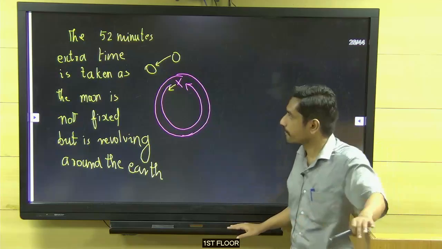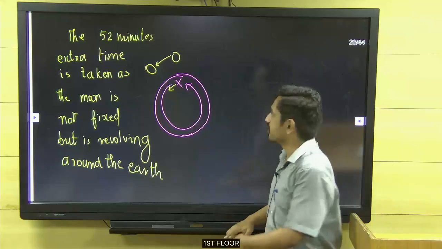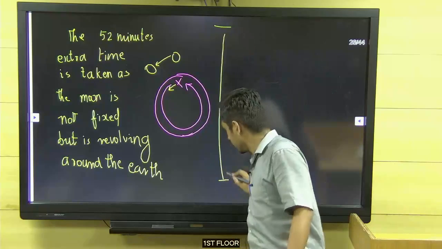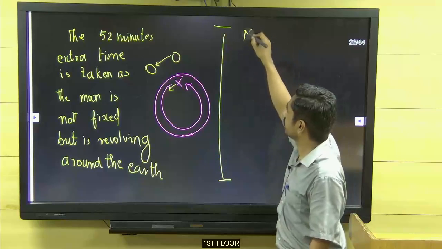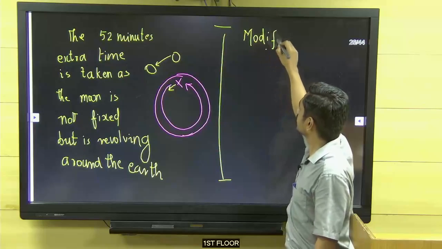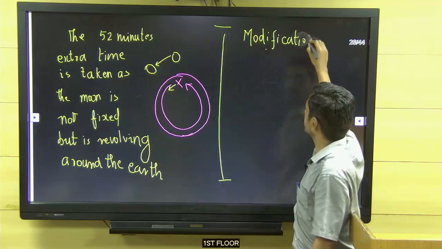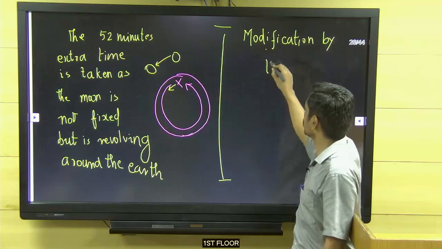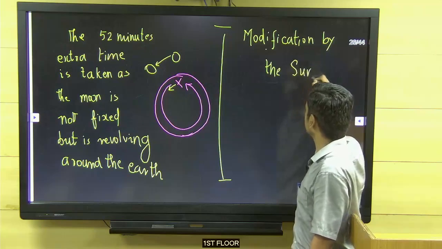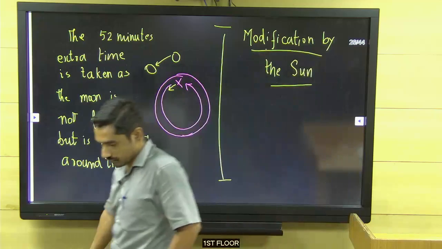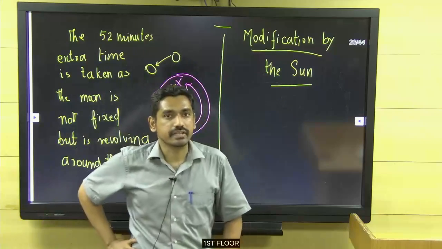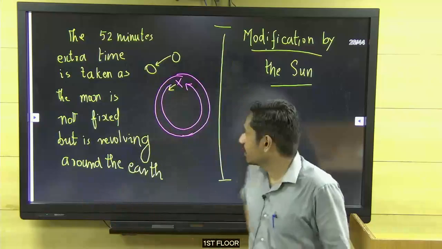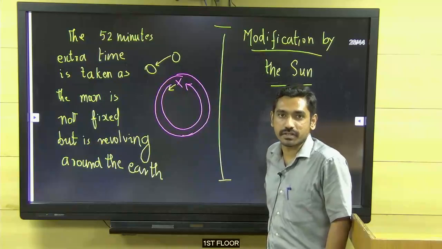Good question. Now we will understand the champion, or should I say runner-up. The next heading will be modification by the sun. Modification by the sun. See, look at the heading itself. We are talking about modification by the sun.